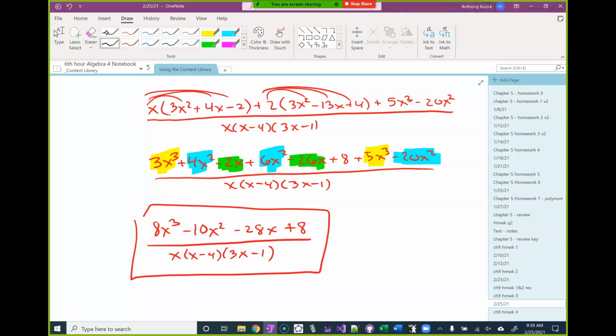But you can't do it on these problems that aren't solving problems, right? Clearing fractions is only for solving.